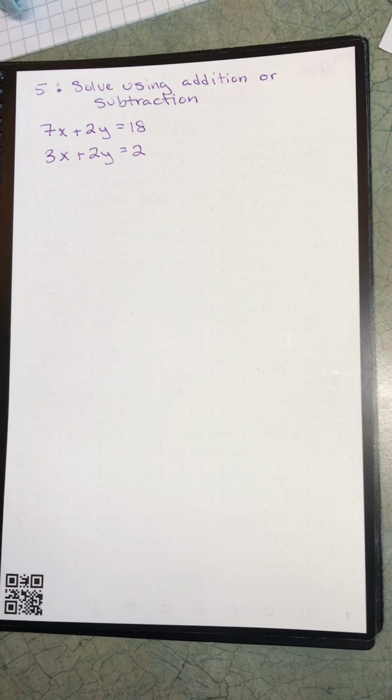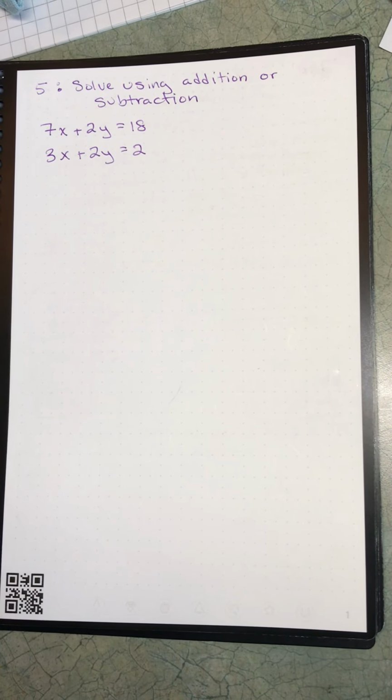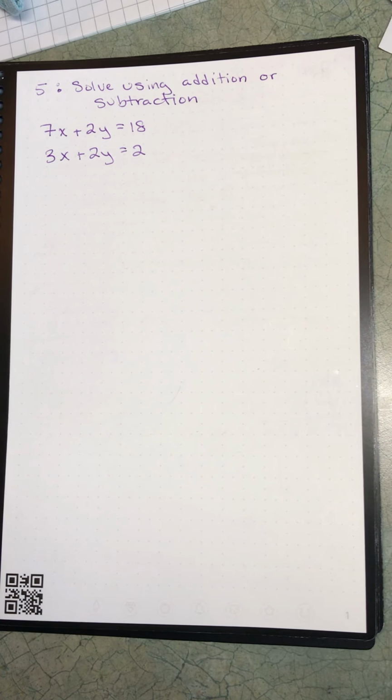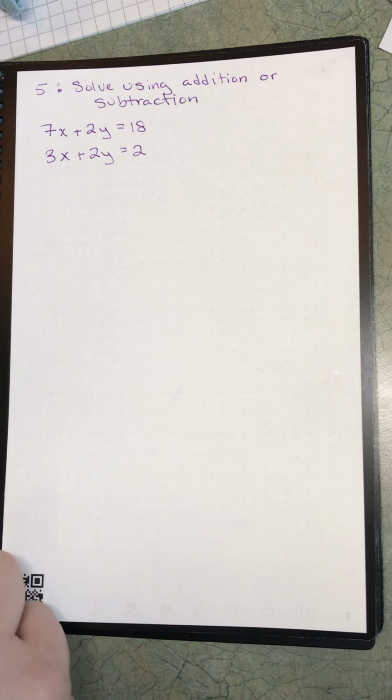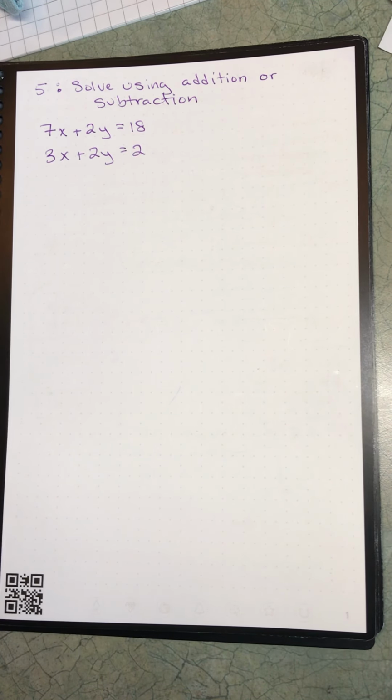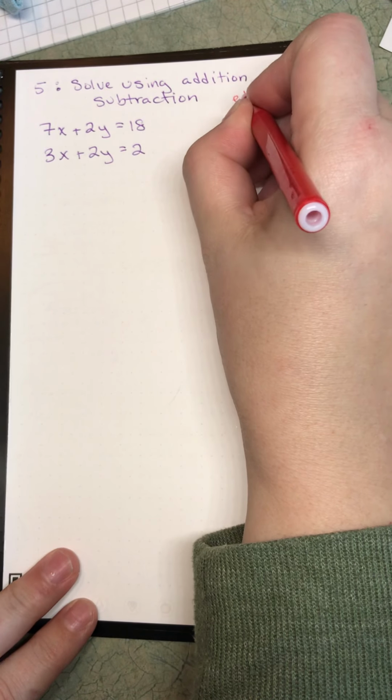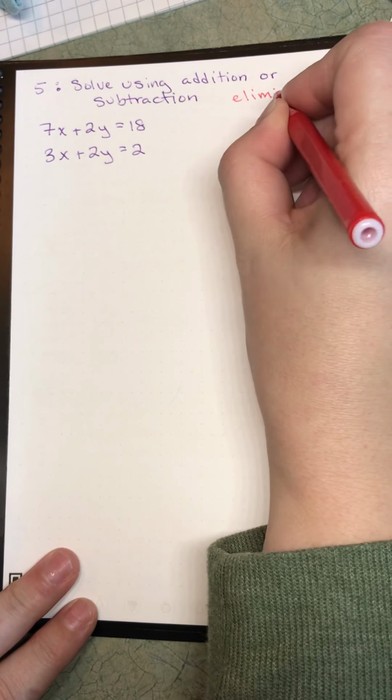All right, so in Unit 5, we've talked about solving by graphing, finding where the two lines cross each other. And next we're going to learn how to solve without actually having to graph it. So we can still find that point, and actually even more precisely without drawing the graph. So our first method for doing this is using addition or subtraction. It is also sometimes called the elimination method.